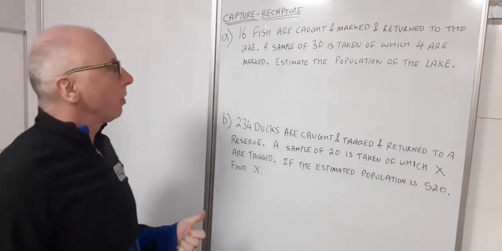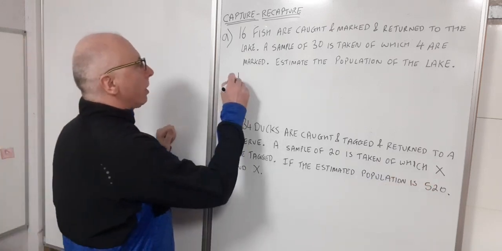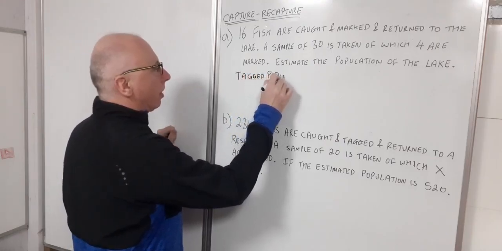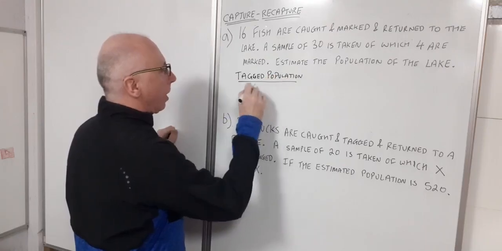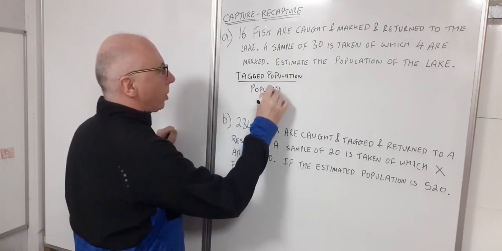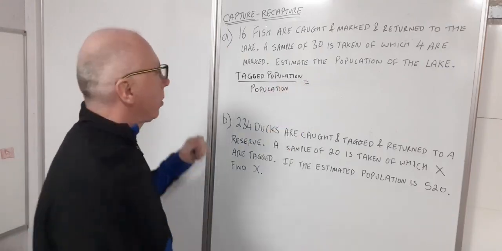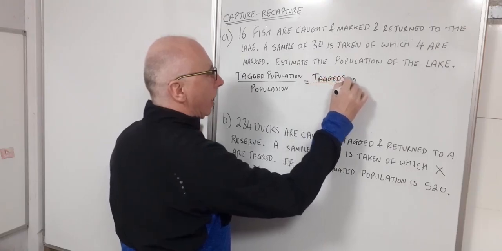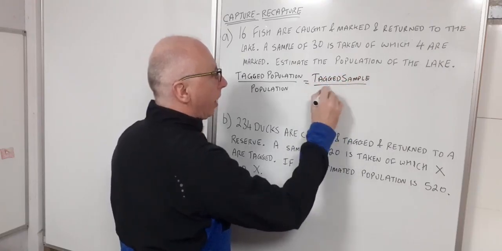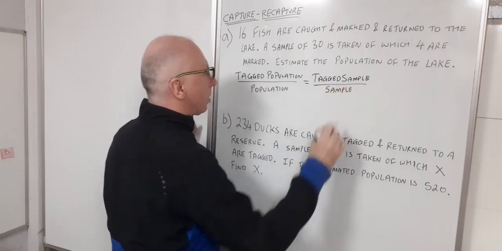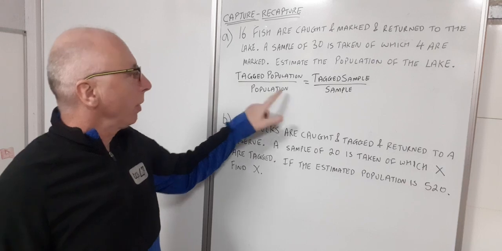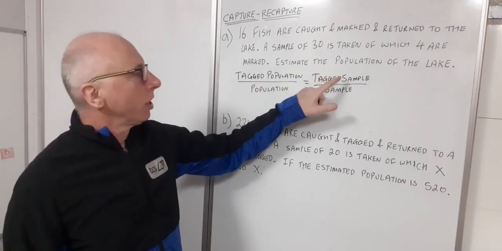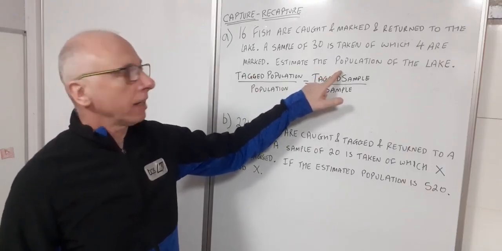So the method we use for this is a simple formula, and it's called tagged in the population divided by the population, and it's basically a ratio, and we set this equal to tagged in the sample divided by the sample, i.e. the number of animals in the sample. So this is total number of animals in the population, total number of animals in the sample, total number of animals tagged in the population, and the total number of animals tagged in the sample.